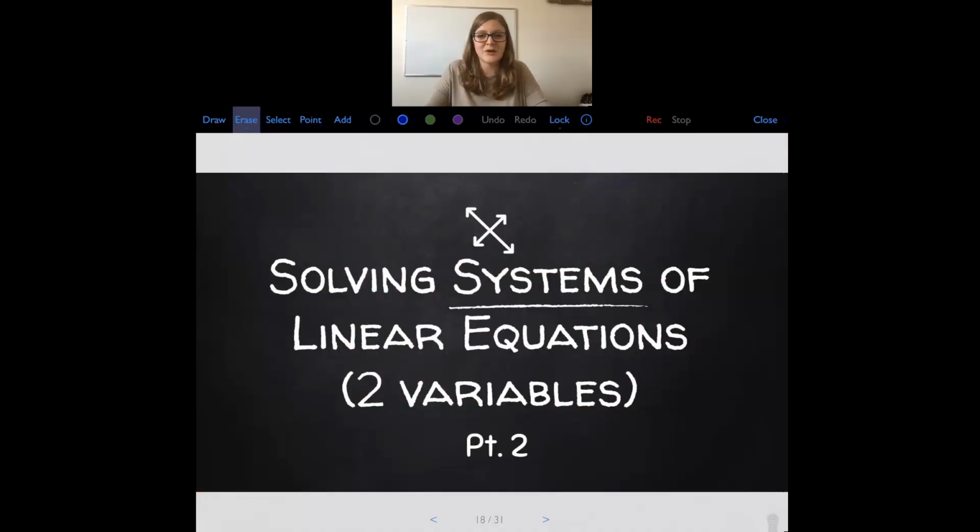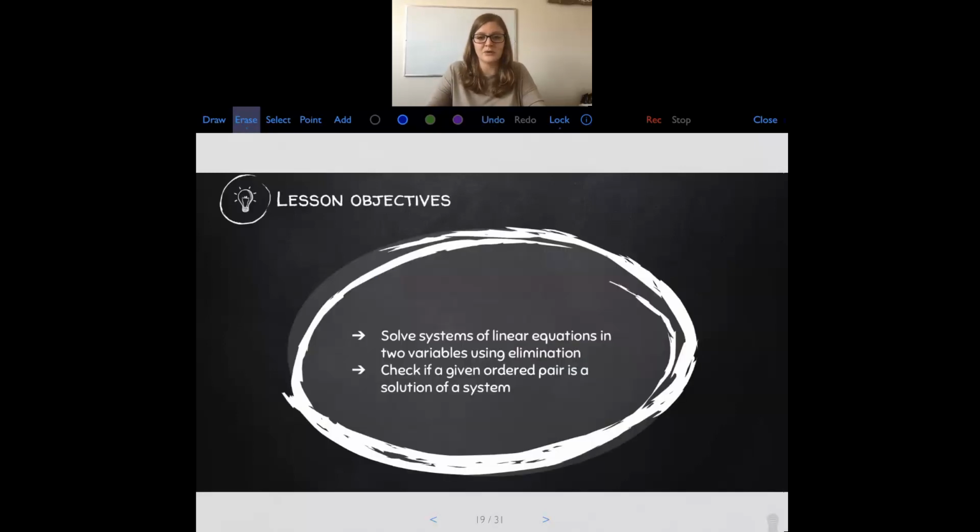We're going to continue on in our lessons of solving systems of linear equations in two variables. This is part 2. In part 1, we talked about what a system of equations in two variables is. We talked about the solutions and how to describe a system. We solved them by graphing and by substitution. So now in this lesson, we're going to solve systems of linear equations in two variables using elimination. And then at the end, we're also going to be given a system and an ordered pair and determine if it's a solution of the system or not.